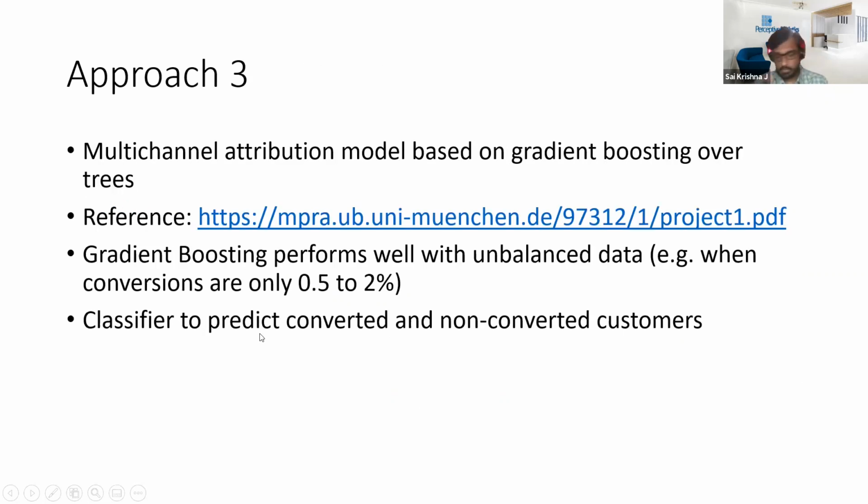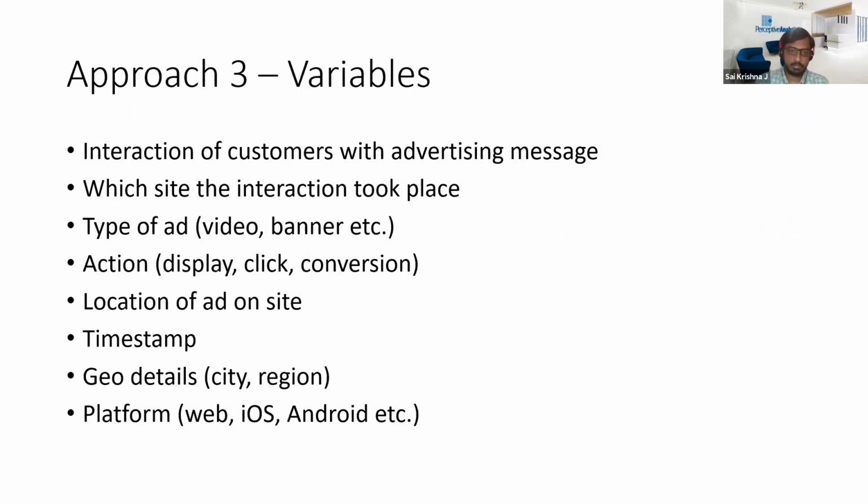So gradient boosting, like any other typical data science technique, has a set of independent variables or predictor variables, and the variables that they used are the interaction of customers with the advertising message. So what sort of ads did he click on, what time did he click, how many times did he click, and so on, right? Which side the interaction took place, what was the type of the advertisement, whether it was a video ad or a banner ad, what was the actual display or click or conversion, the location of the ad on the site, the timestamp, the geographical details of the customer, and then the platform. So whether he is browsing from a web browser or whether he's on iOS or an Android device.